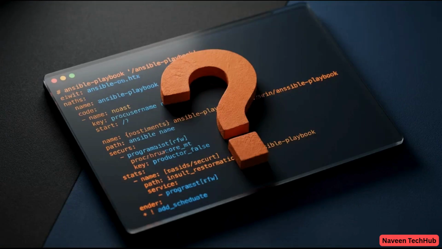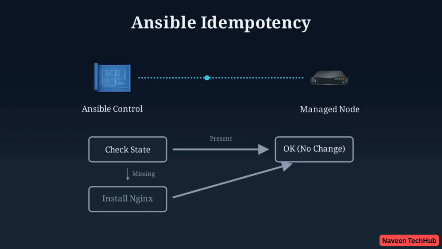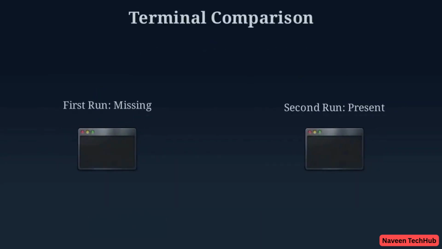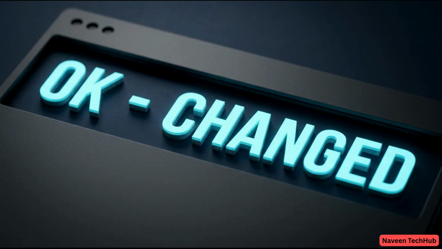But what happens if you run that exact same playbook a second time? Will it try to reinstall the software and accidentally overwrite your configurations? Ansible prevents errors using idempotency. Before making changes, it checks the server state. If Nginx is already installed, it leaves it alone. In this terminal comparison, the first run made changes, but the second run returns a green OK status. Nothing was needlessly reinstalled. Idempotency is what turns a rigid script into a safe, reliable enforcer.